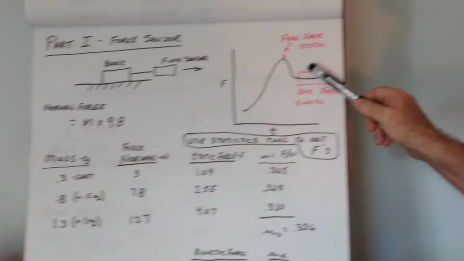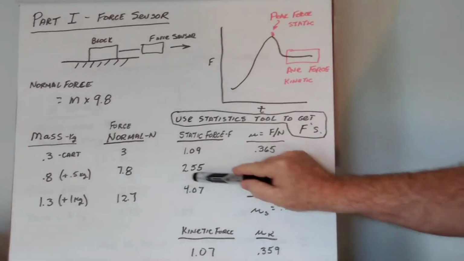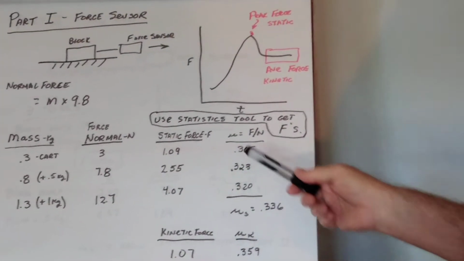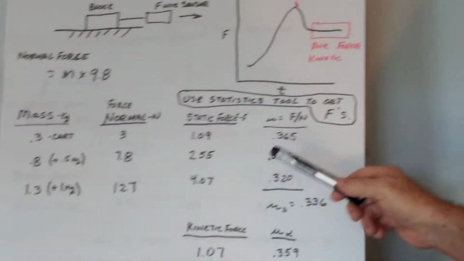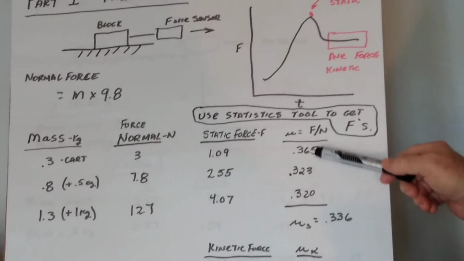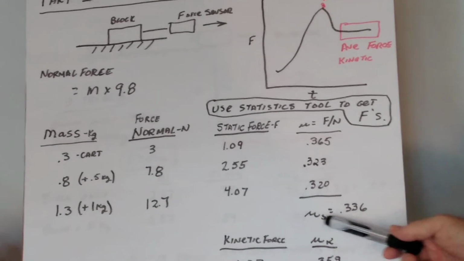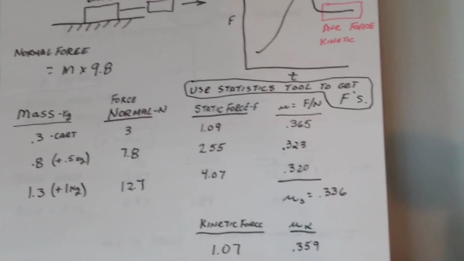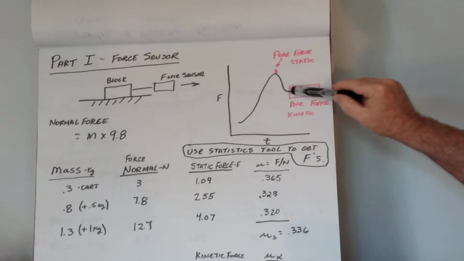From our program, we were able to determine the static force in newtons, 1.09, 2.55, and 4.07. And the mu would simply be the F divided by the N. And we're coming up with something like around 0.3 for our mu static. The average of mu static would be 0.336.